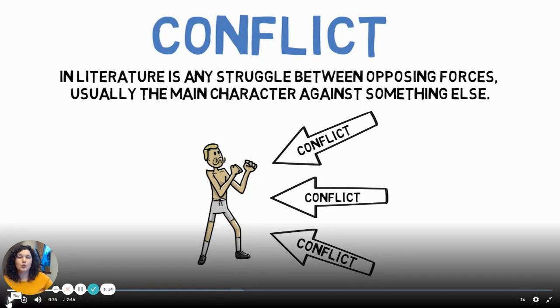So conflict, when you have a struggle with your main character against some sort of opposing force. I think I talked briefly about how it would be a really boring story if you woke up and everything was cool. It is a much more interesting story if you woke up and your alarm clock forgot to go off, and then you can't find any clothes, and so on and so forth.